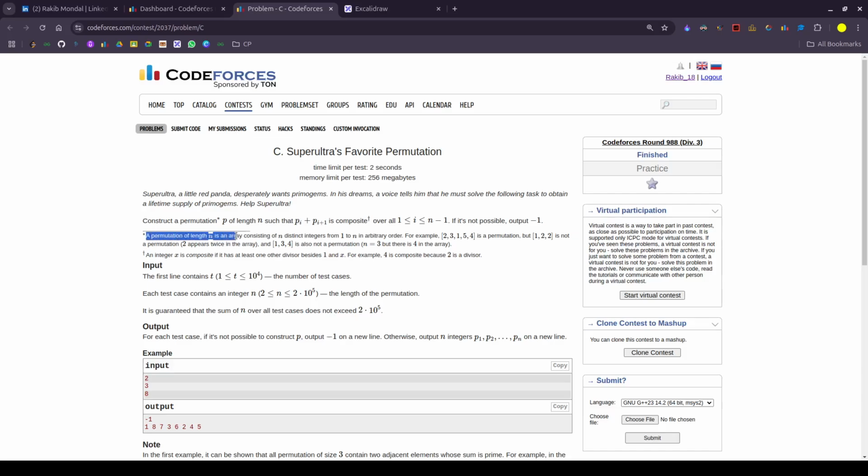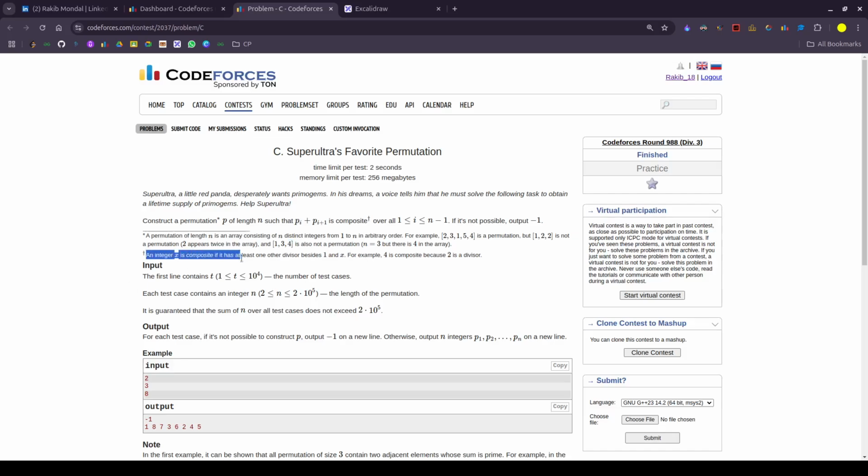Like a permutation of length n is an array consisting of n distinct integers from 1 to n in arbitrary order. For example, 2 3 1 5 4 is a permutation. Like this is of length 5. The length of the array is 5, and the values are from 1 to 5. So this is a permutation, but this is not, because the length is 3 and the values present in the array are not from 1 to 3. Like 2 is coming multiple times, so it's not a permutation. And 1 3 4 is also not a permutation, because the length is 3 and the values should be 1 to 3, but 4 is coming. So this is not a permutation also.